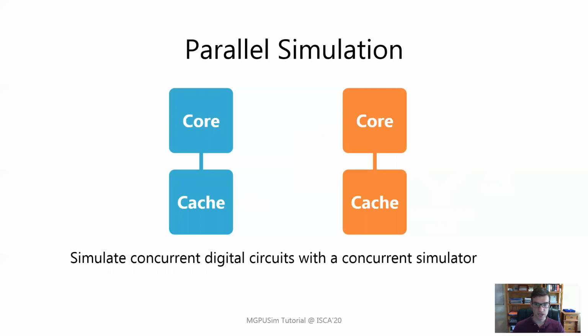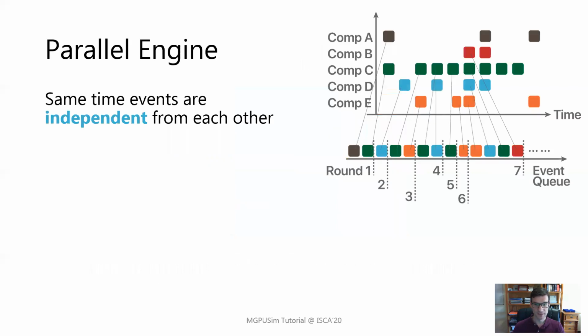Since these two state machines do not communicate at a particular clock edge, nothing prevents us from running the simulation of the clock edge in parallel. As explained in our first video, MGPUSim has inbuilt support for multi-threaded simulation that can be activated by the user in order to take advantage of this natural parallelism present in digital circuits to achieve faster simulations.